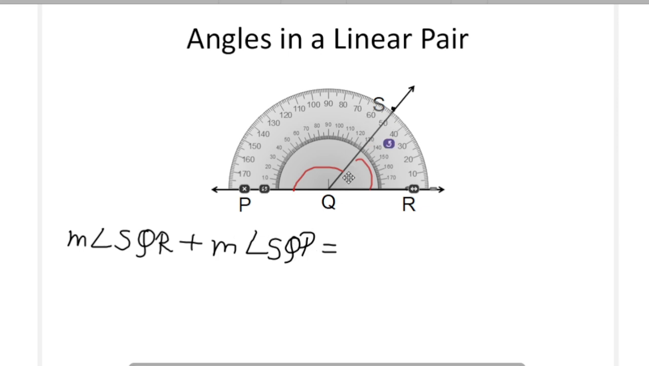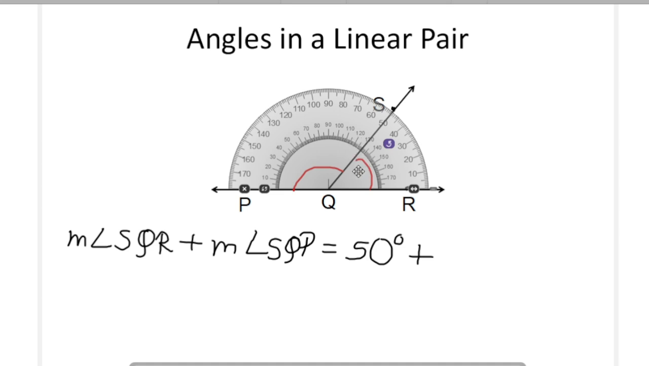So this angle SQR, how much is this? See from here, see the top side of the measure, it is exactly 50 degrees. So measure angle SQR is 50 degrees, plus measure angle SQP. See this SQP, this angle here, how much is it? You have to see the measure from here. See here 0 degree, 10 degree, and like this you have to read the measurement.